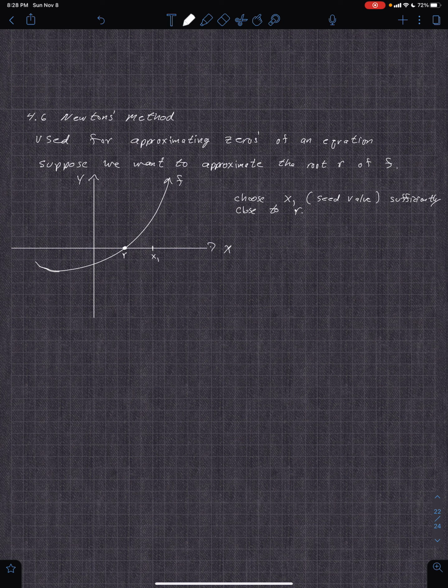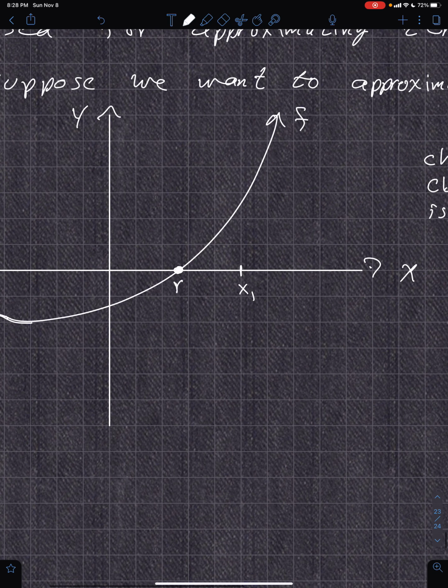Okay, then the point P with coordinates x1, f of x sub 1 is a point on the graph. All right, so let's zoom in here. So this point on the graph would be this. So you go up to the graph. Okay, so this point here is the point x1, f of x1.